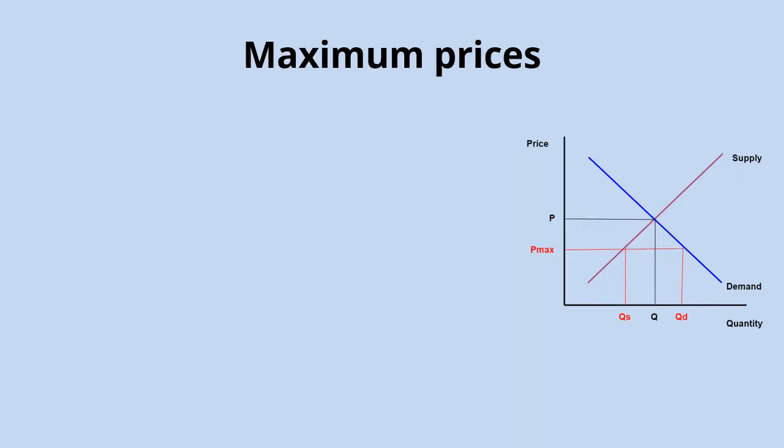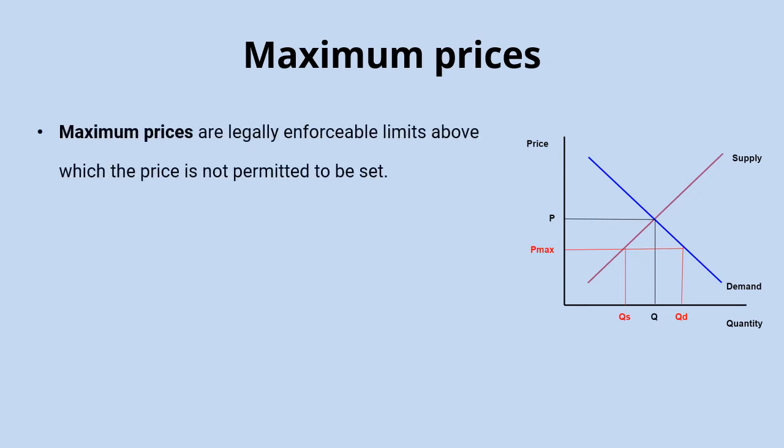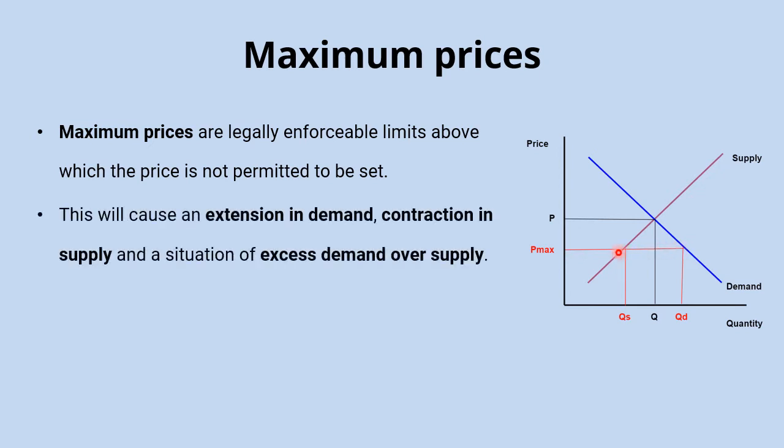And now for maximum prices, we can really do that same analysis, but in reverse. So they are legally enforceable limits above which the price is not permitted to be set. So on our diagram, the maximum price goes below the market equilibrium, because again, if you were to be setting the maximum price above that market equilibrium, it wouldn't have any effect because the price would remain at that same level, at that market equilibrium. So the maximum price goes below the market equilibrium, and the impact of that is it causes an extension in demand and a contraction in supply.